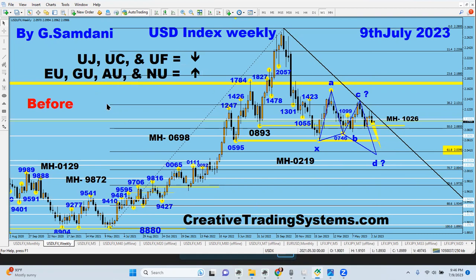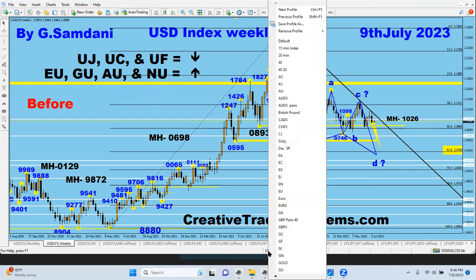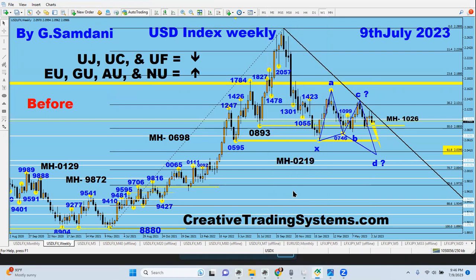Now let's take a look if we have something cooking here that can take us in this direction. So we need Euro USD, Pound USD, Aussie USD, and New Zealand USD going up. So let's take a look at the Euro USD first, if we have any scenario there going to the upside.